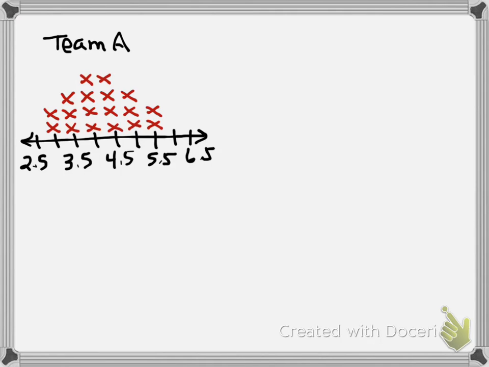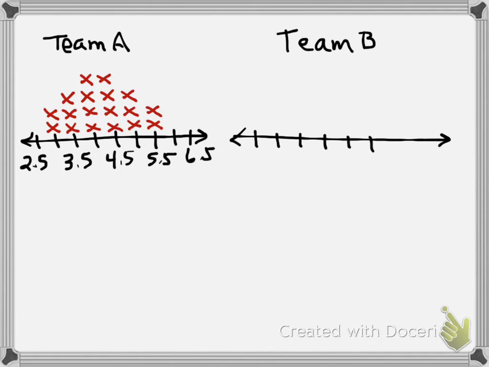Here's Team B. We're going to do the same number line with the same scale. So 2.5, 3, 3.5, 4, 4.5, 5, 5.5, 6, 6.5. Label those up. I'm going to do the odd ones. It's always good to whatever is your first tick mark, you should have a number on it. Oops, that's supposed to be a 5.5.